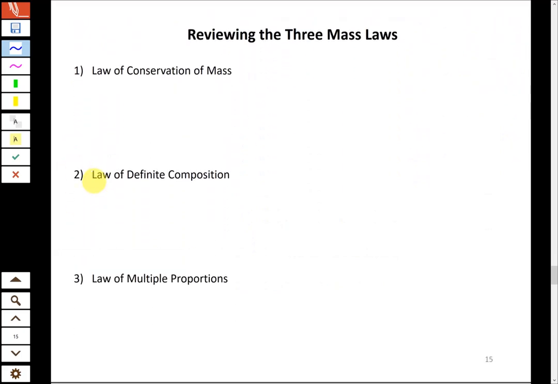So we have the law of conservation of mass. Mass is neither created nor destroyed during a chemical reaction, or matter can be stated that way too. So mass or matter is neither created nor destroyed in a chemical reaction.